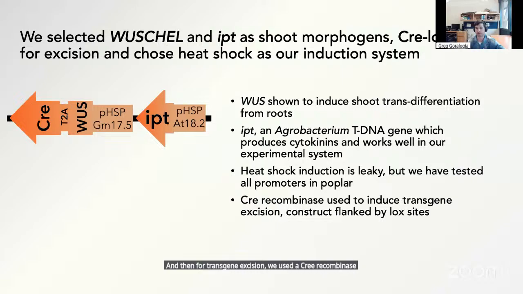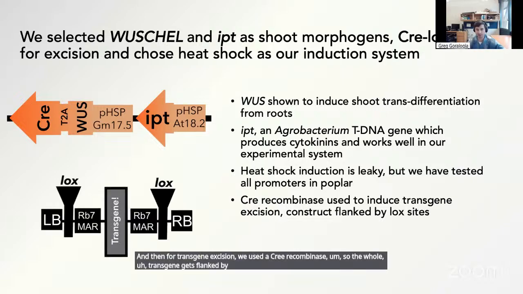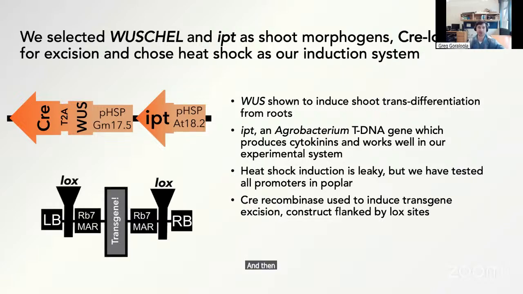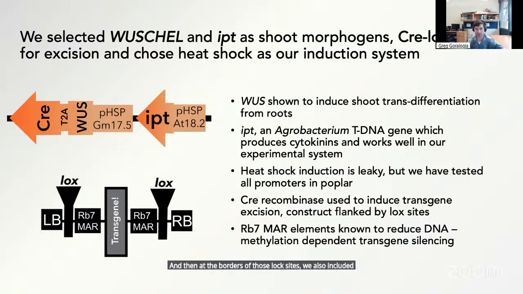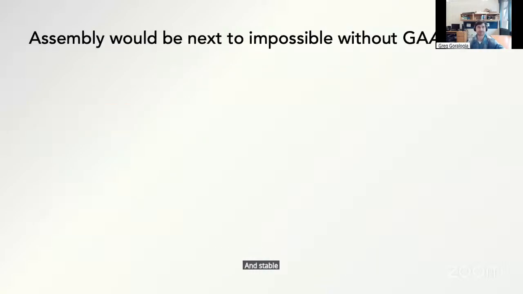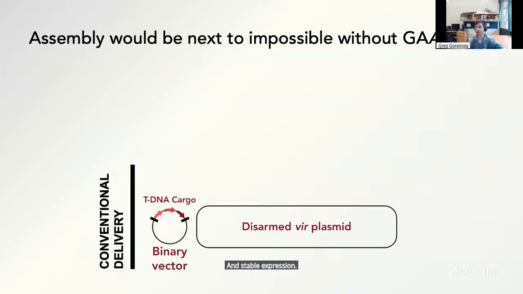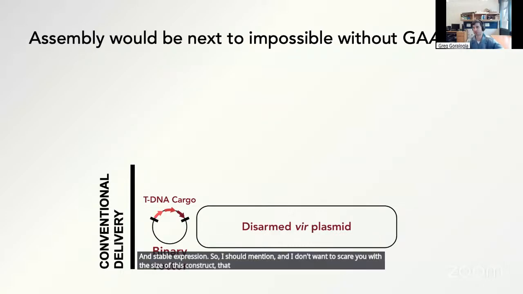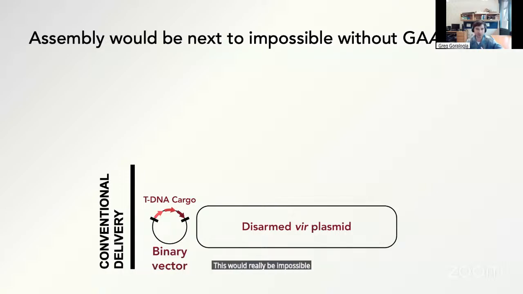So the whole transgene gets flanked by lox sites. And then at the borders of those lox sites, we also included some matrix attachment regions to help with transgene silencing and stable expression. I should mention, and I don't want to scare you with the size of this construct, that this would really be impossible through conventional cloning techniques, or at least very, very challenging.